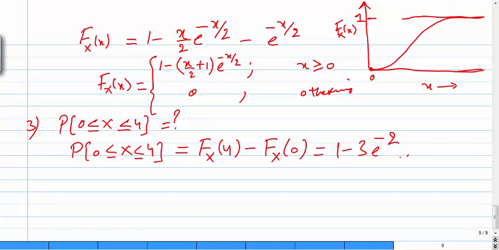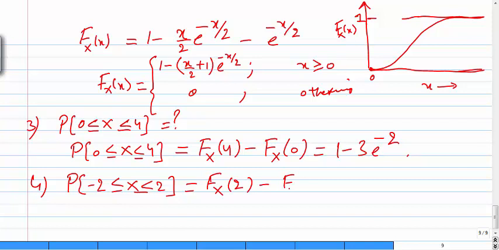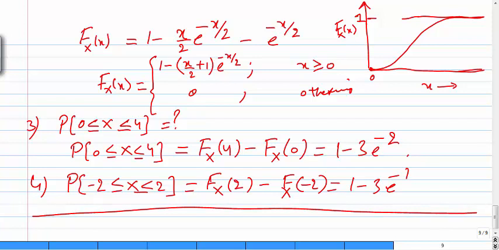Okay. So the fourth part says to calculate the probability in the interval minus 2 is less than X less than or equal to 2. So it becomes F_X(2) minus F_X(minus 2), and as F_X(minus 2) is 0, it becomes 1 minus 3 exponential minus 1. So this is the solution that we get for this quiz.